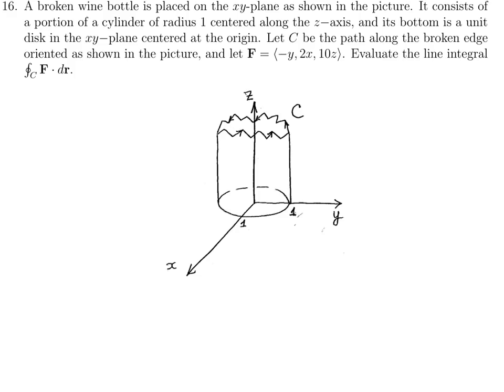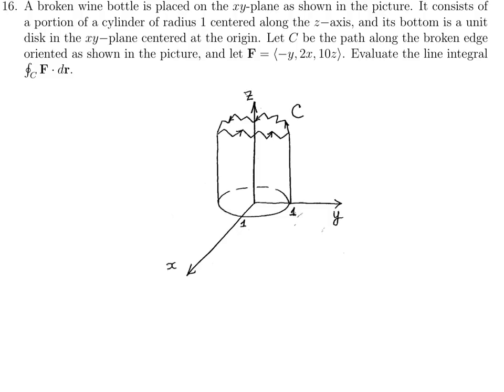Okay, so now we're at the last question of the exam. So this is a bit of a mouthful. Okay, so there's a broken wine bottle placed on the xy plane. It consists of a portion of a cylinder of radius 1 centered on the z-axis, and the bottom is this disk. And the broken part is this weird jagged path C on the top, oriented as shown.